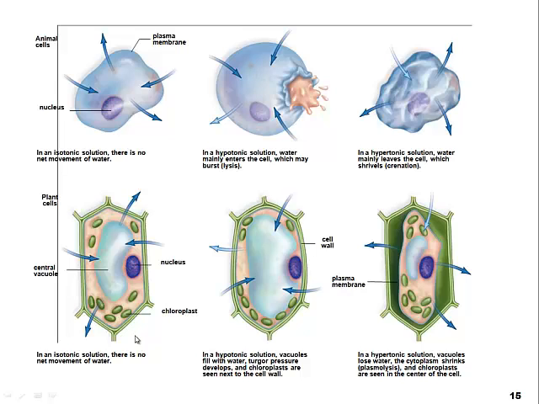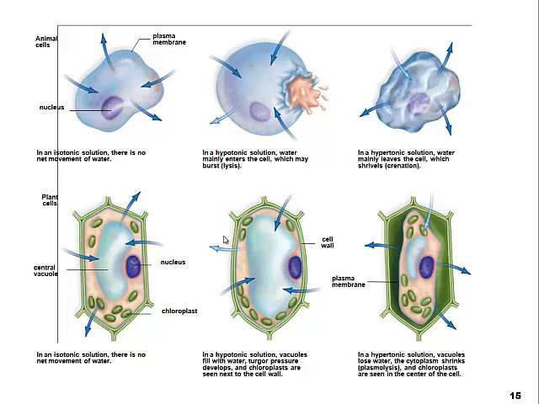Here we see a plant cell. A plant cell in an isotonic solution, in this case there's no net movement of water. Water moves in, water moves out, nothing exciting happens. In a hypotonic solution, water moves in, creating this thing we call turgor pressure. Plants actually do best in a slightly hypotonic solution.